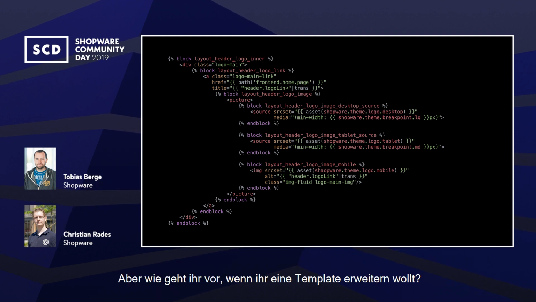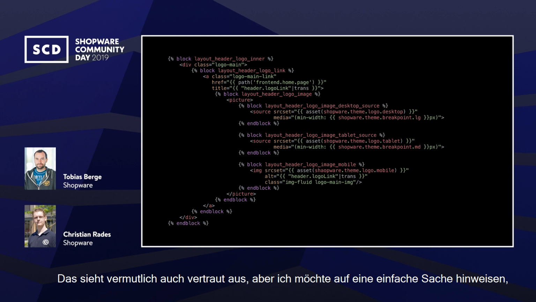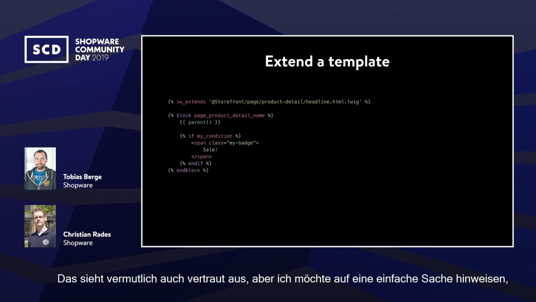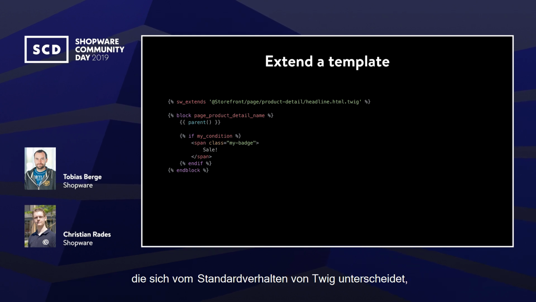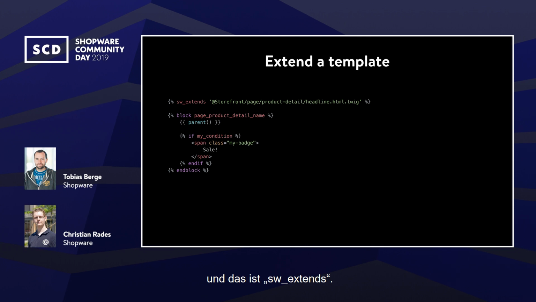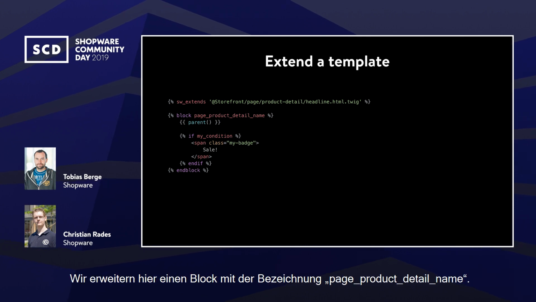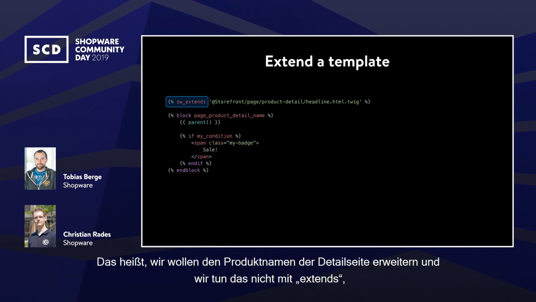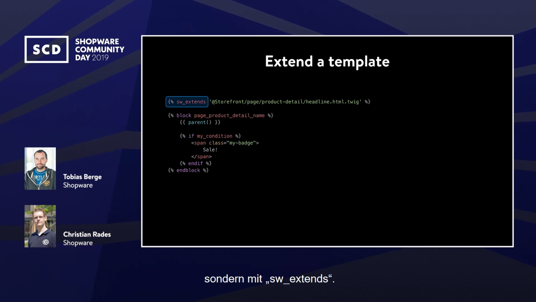But what if you want to extend a template? This also might look quite familiar to you, but there is one simple thing I want to point out, and this is one difference according to the default Twig behavior, and this is sw_extends. So we are extending a block here called page product detail name. We want to extend the product name of the detail page. And we are not doing this by extends, but sw_extends.